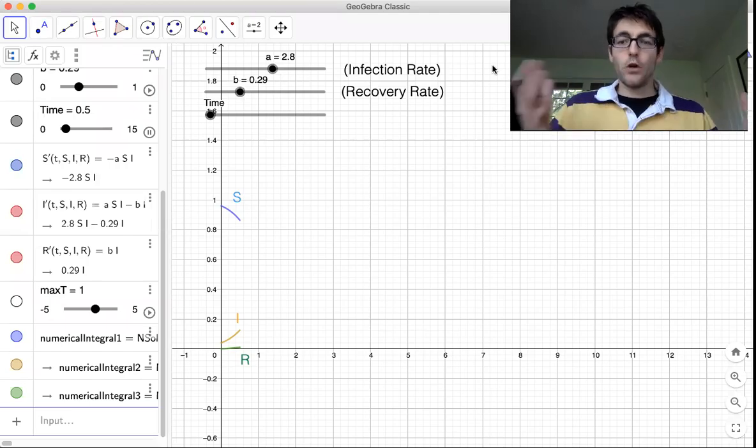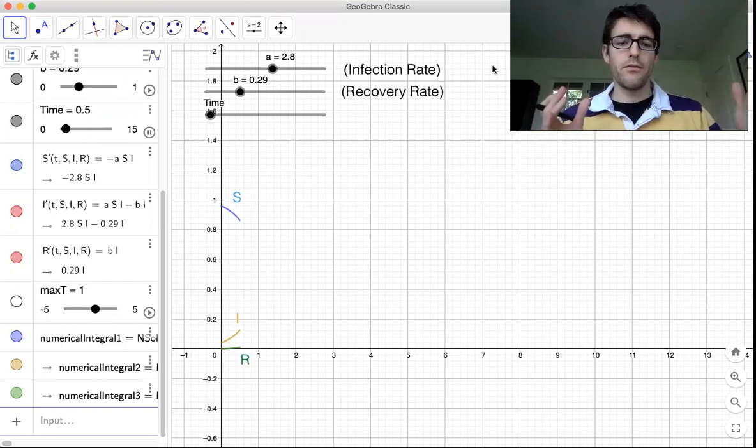All right, this is a GeoGebra model. This is a GeoGebra demonstration of the solution to the SIR model differential equations that we wrote down last time. GeoGebra is a lot like Desmos. It has some pluses and minuses, but one big advantage that comes into play here is that it will numerically solve differential equations for us.